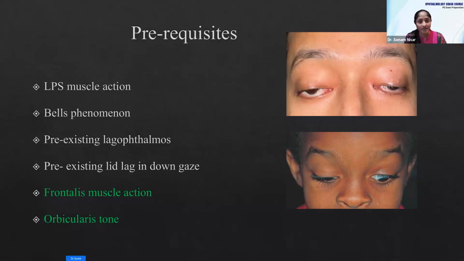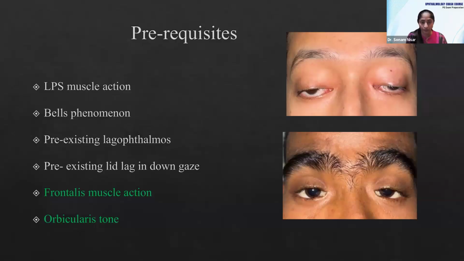One important point is you ask the patient to look down. A lot of these patients with congenital ptosis will have a pre-existing lid lag in down gaze, and that will worsen once you do a ptosis correction. So counseling these patients is also extremely important.